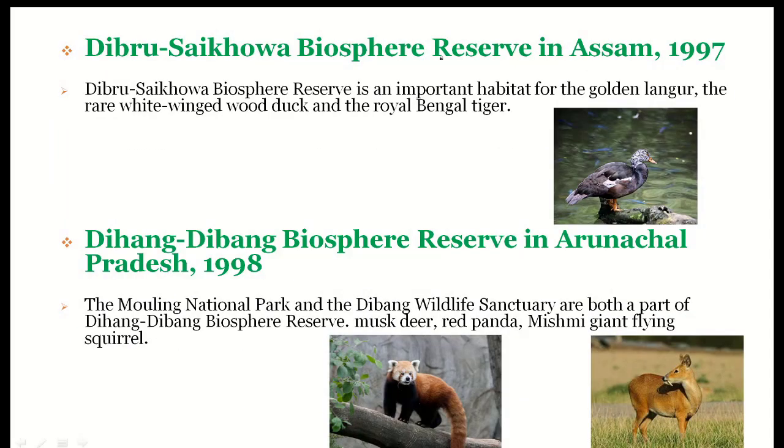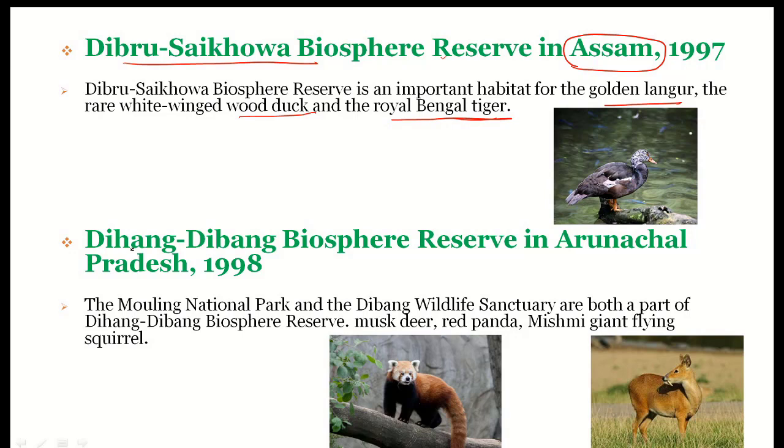Dibrue-Shikhawa Biosphere Reserve, which is in Assam. There is a national park with the same name, Dibrue-Shikhawa National Park, in Assam. It is a protected area for golden langur and the wood duck, and you can see the Royal Bengal tiger too.